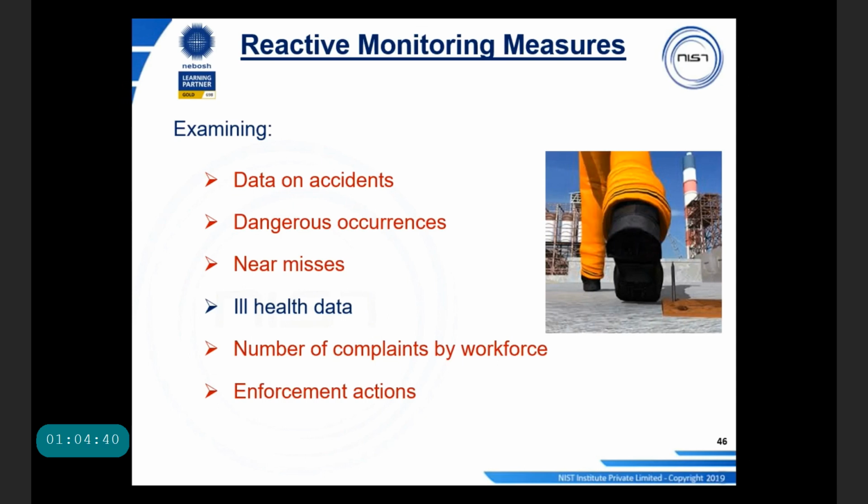I think in the next topic, the accident definition and all is given, if I'm not wrong. But just listen to me right now. So this is an accident. Can somebody tell me what is a near miss? What is a near miss?